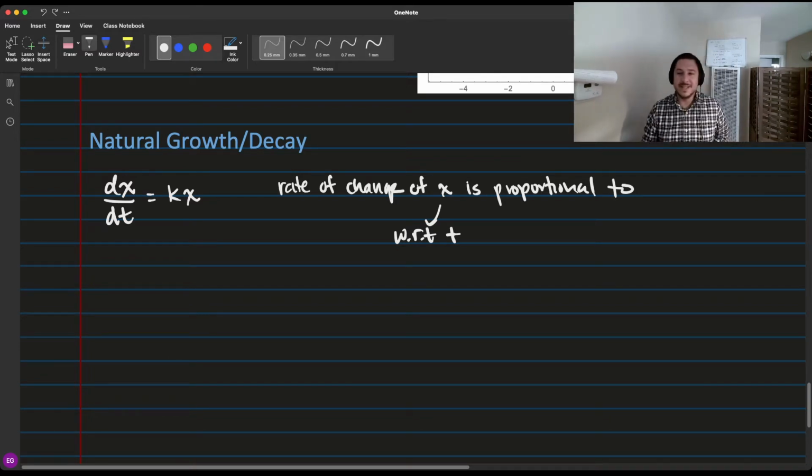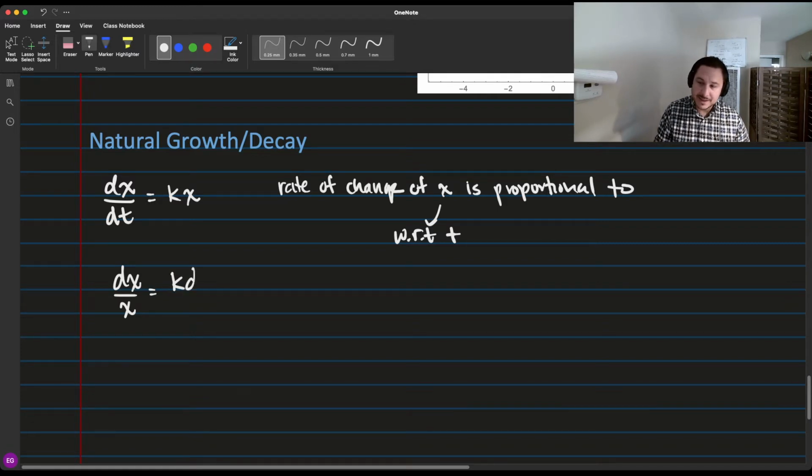Now, if you look at this, this is actually separable. Let's get all the x's on one side. You get dx over x, and then multiply by dt. Does everyone see how I've managed to separate? So what gets confusing sometimes is what your variables are, right? You have dx and dt, so your variables are x and t.